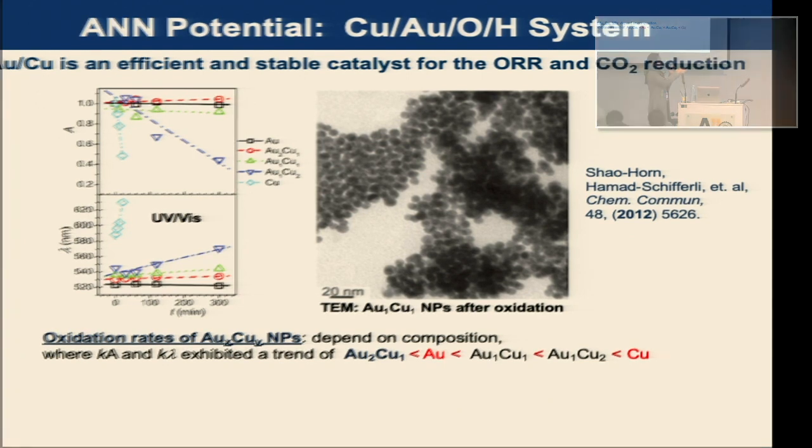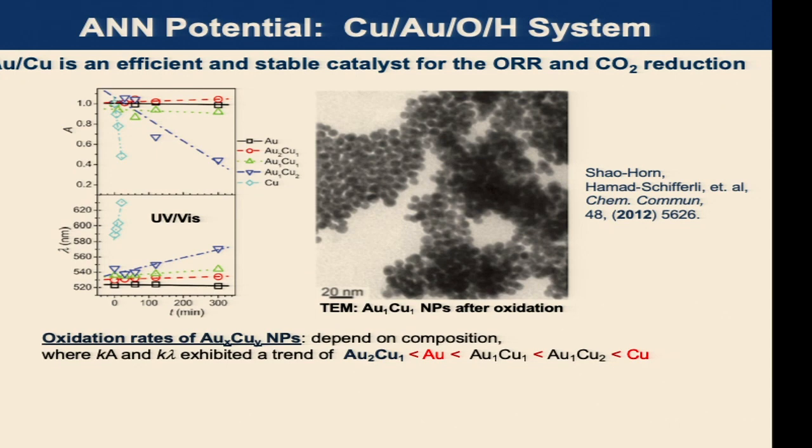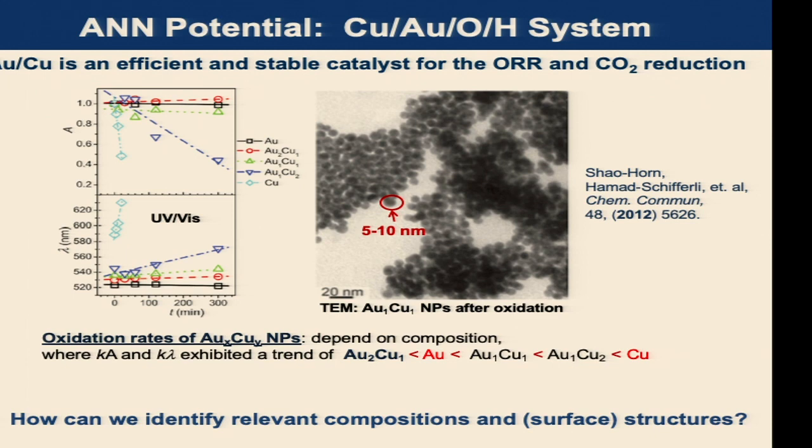But when they start to mix in gold, it gets better and also stays longer in the reaction. But pure gold is not as good as a mixed copper and gold. So we would like to understand this behavior so that we can also design cheaper alloys in the future. The cluster size in this picture is around 5 to 10 nanometers.